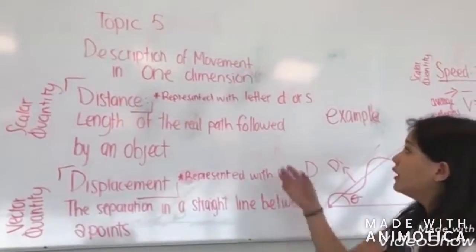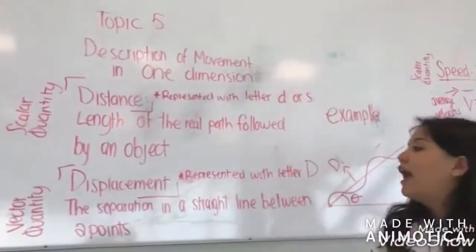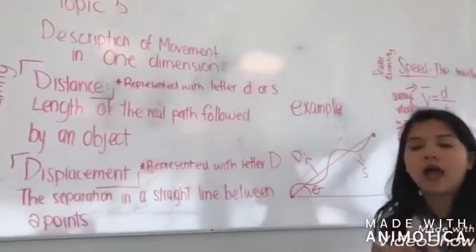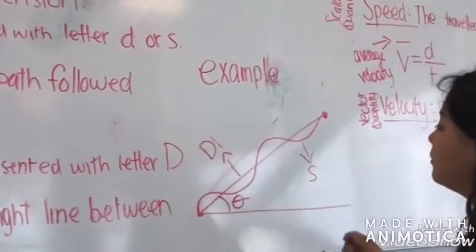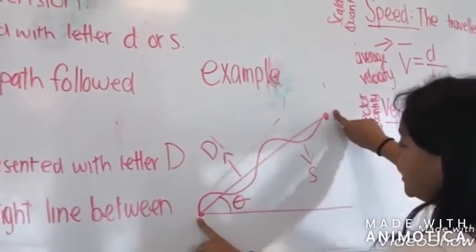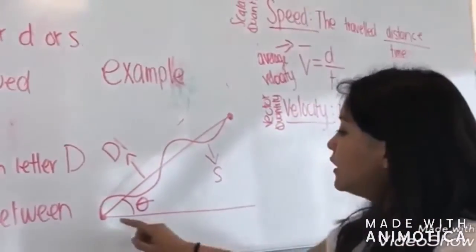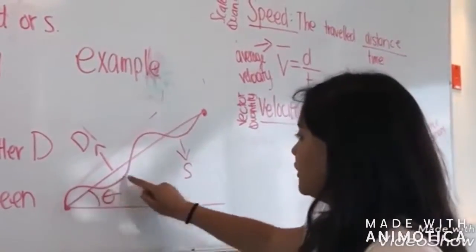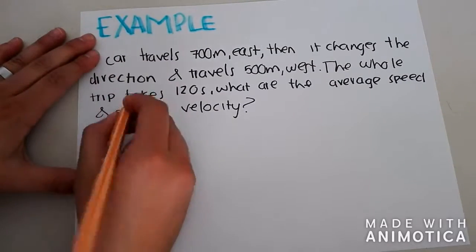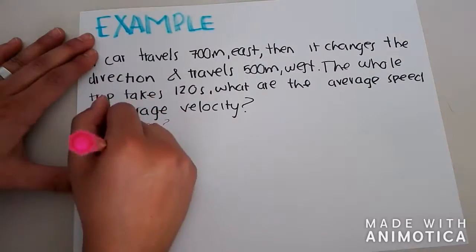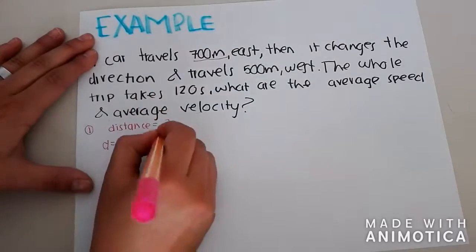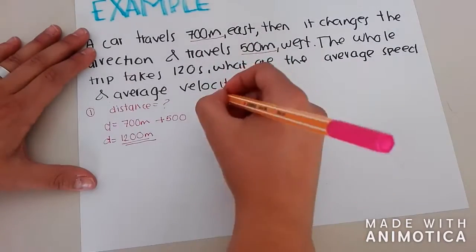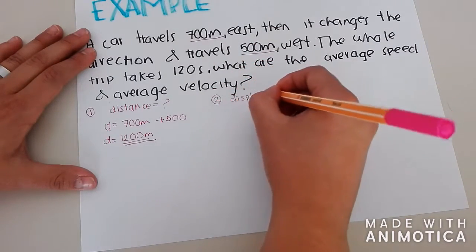The distance is represented with the letter d or the letter s, and the displacement is represented with the capital letter D. We have an example of how to identify displacement and distance. First, we need to have the total distance by adding the 700 meters that the car traveled and the 500 meters. That gives us 1,200 meters. Then we need to know the displacement, and we need to subtract them because they go in opposite directions. 700 minus 500 meters equals 200.